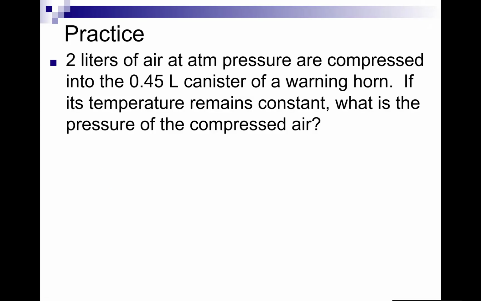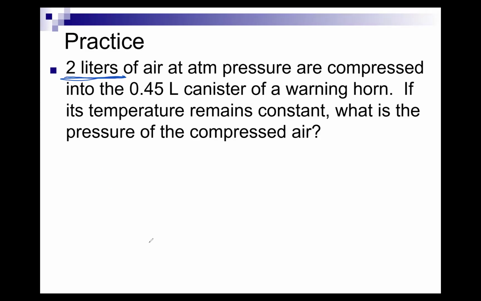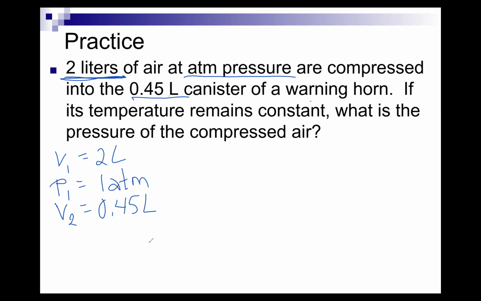Now, we have another practice question. We have 2 liters of air. So the first volume I'm given is 2 liters at atmospheric pressure. All right, so P1 then, we'll say 1 atmosphere, are compressed into 0.45 liters. Well, that's the second volume I'm given. So that's 0.45 liters of a warning horn. If its temperature remains constant, what is the pressure of the compressed air? So what's the new pressure?